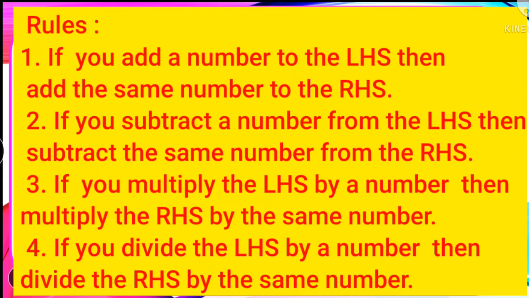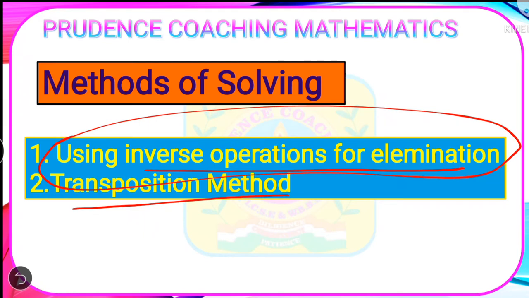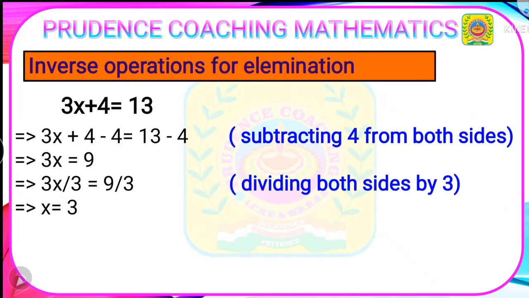So whatever you are doing in the LHS, the same thing you need to do in the RHS for inverse operation for elimination. Here what you are eliminating? You are eliminating the other things except the variable to get the value of the variable. This is the method, that is inverse operation for elimination. We will see it in the example. Next is the transposition method, which I will explain after explaining the method of inverse operation for elimination with the help of an example. So as we have learned in the beginning, we need to keep the variable on the LHS, that is left hand side, and other things we need to cancel out or take to the RHS for solving the equation or finding the value of the variable. As you can see here, we have one variable, that is x, and the highest power is 1.